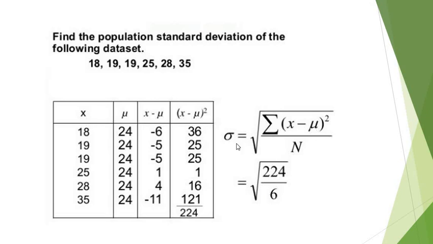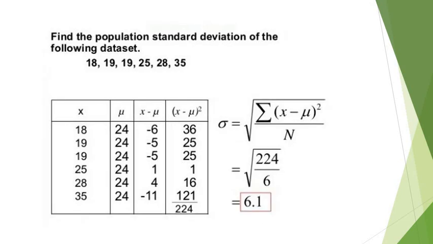So we should have 224 as the result from the top for the numerator, and divided by 6, that should give us 37.333 recurring. When we find the square root of it, we get 6.1, and this is our answer for the population standard deviation.